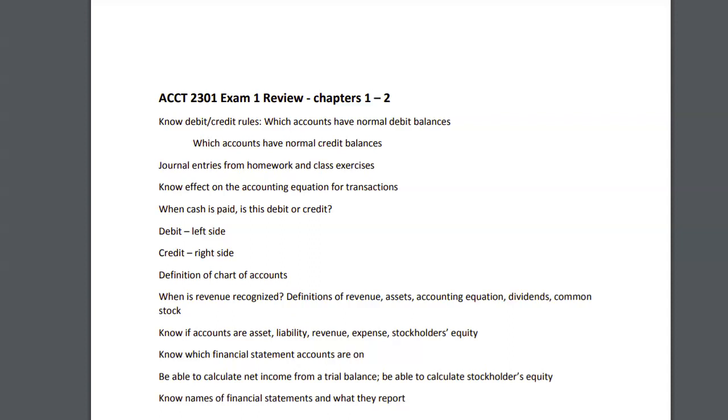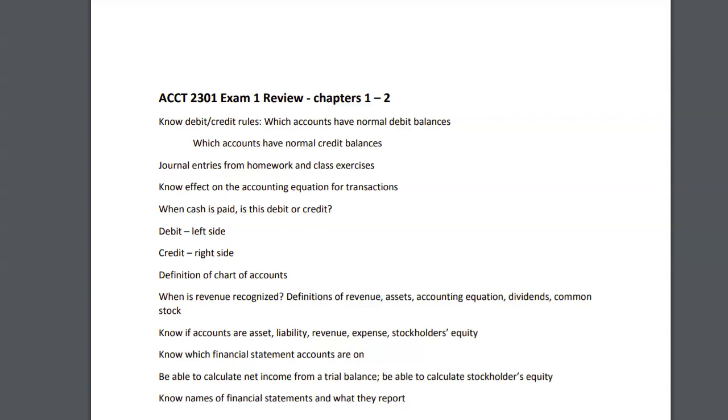You need to know your debit credit rules, which accounts have normal debit balances, and which accounts have normal credit balances. So those that have the normal debit balances, as you can see below on the review that we're going to look at in a few minutes, are going to be assets, expenses, and dividends. Normal credit balances are going to be liabilities, common stock, and revenues.